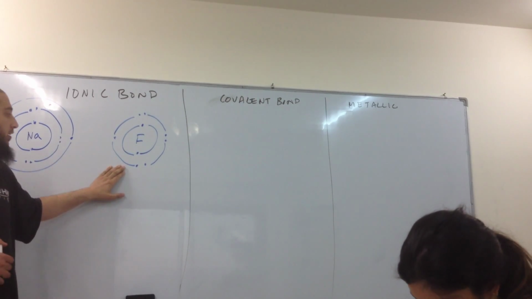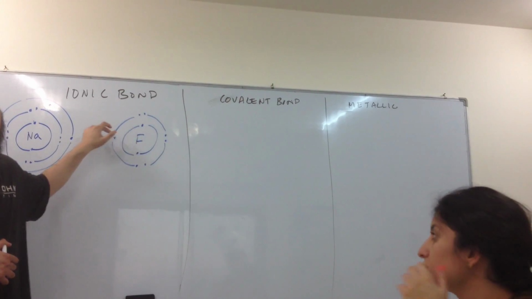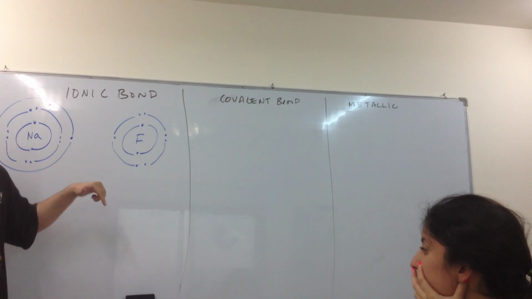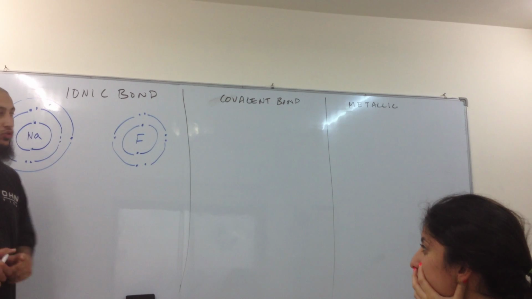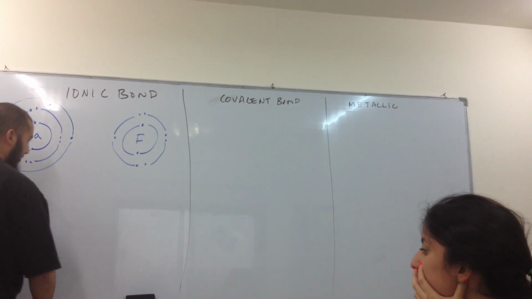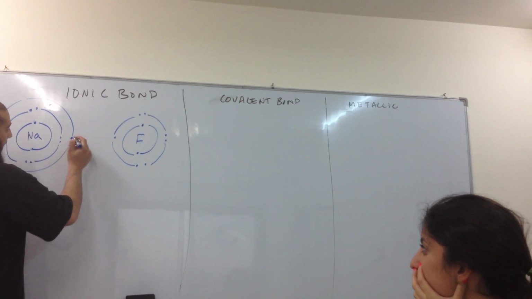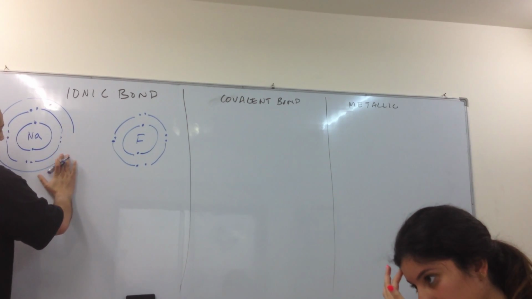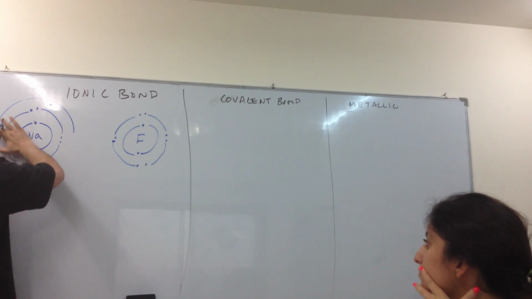And for fluorine, it has 7 in the outer shell, right? So how many more does it need? One. So what's easier, to lose 7 or gain one? Gain one. So what's going to happen? This electron is going to jump from here and go over here. So now this whole shell is gone, because there's no more electrons in the shell, right?